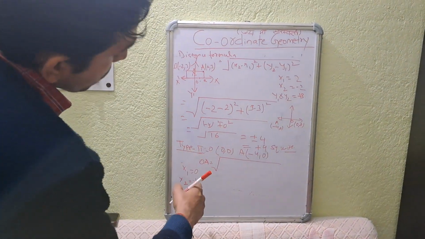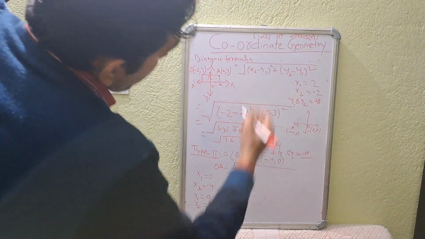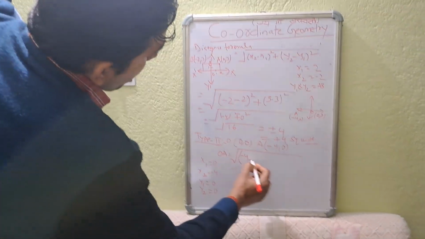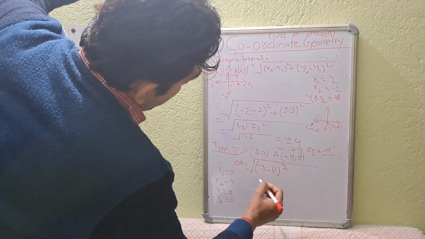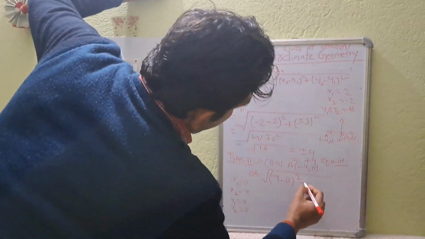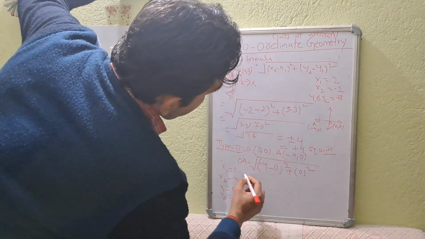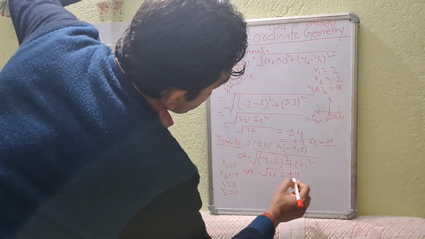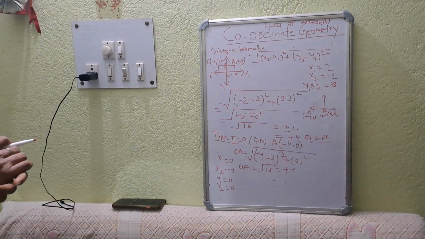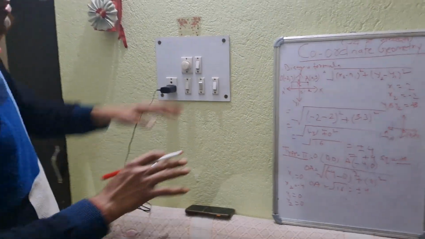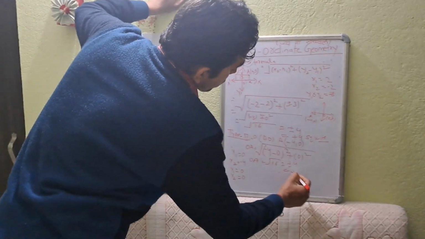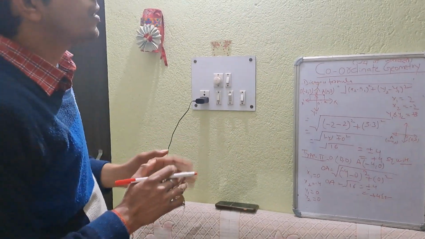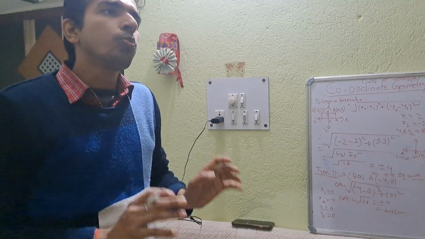Now we will be substituting these values in the formula which I had depicted above. That is x2 minus x1, which is minus 4 minus 0, the whole square, plus y2 minus y1, that is 0 square. Again OA will be equal to root of 16, that is plus 4. Again, we are not taking minus 4 as a negative value. We will be taking plus 4 square units. So this is the basic way we are calculating the distance between the 2 points.